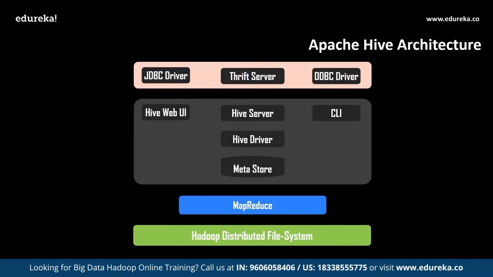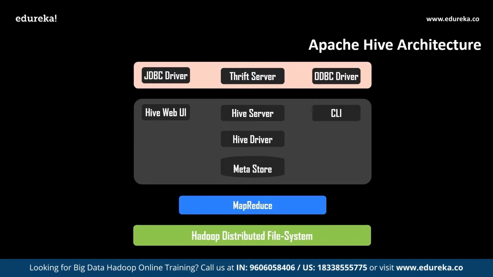Followed by that, the Hive Metastore. It is a central repository that stores all the structured information of various tables and partitions in the warehouse. It also includes metadata of columns and their type information, the serializers and deserializers, which are used to read and write data, and the corresponding HDFS files where the data is stored. Followed by that, the Hive server. It is referred to as Apache Thrift Server. It accepts the requests from different clients and provides them to the Hive driver.